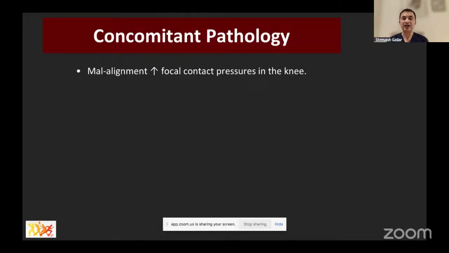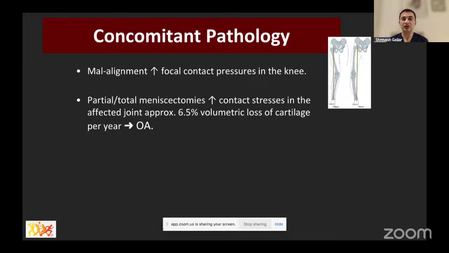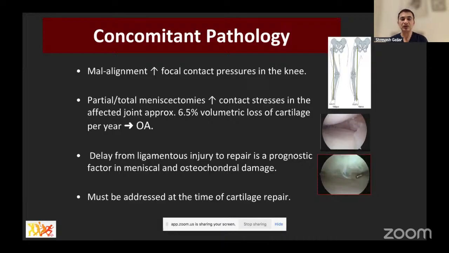The presence of malalignment would increase contact pressures in the knee. Any previous partial or total meniscectomies would increase contact pressure, with as high as 6.5% volumetric loss of cartilage per year, leading to progression of osteoarthritis. Also, any delay in the management of ligamentous injuries, in the presence of a poor meniscal and cartilage environment, would lead to rapid deterioration. So any form of cartilage injury at the time of ligament or meniscal surgeries should be addressed in whatever form it needs to be.